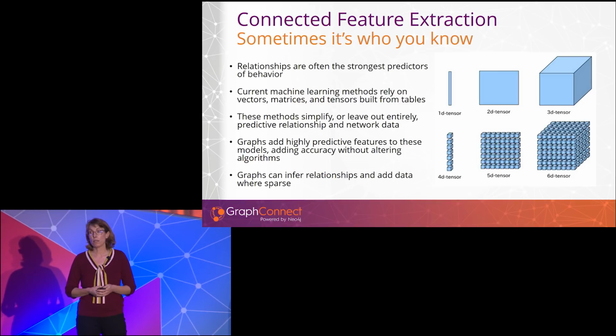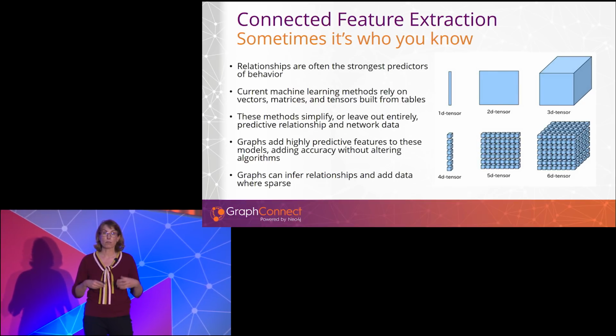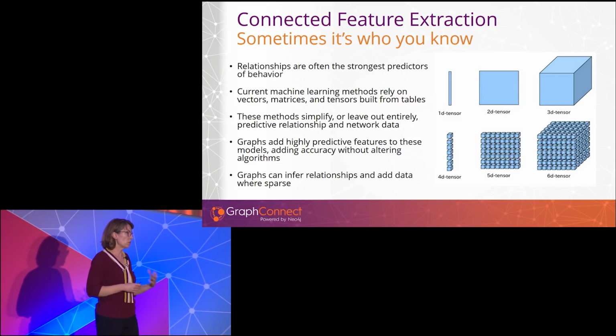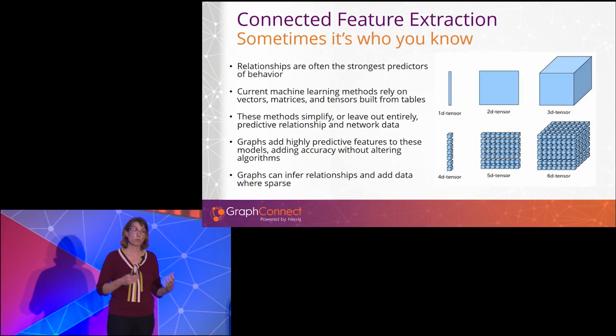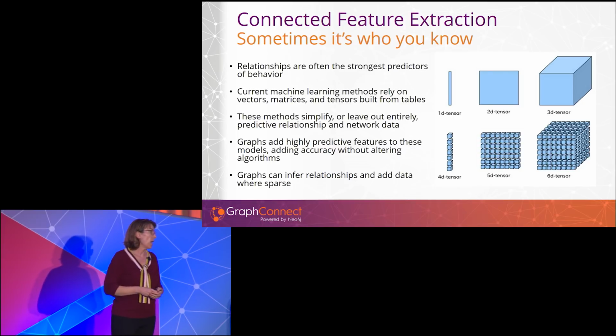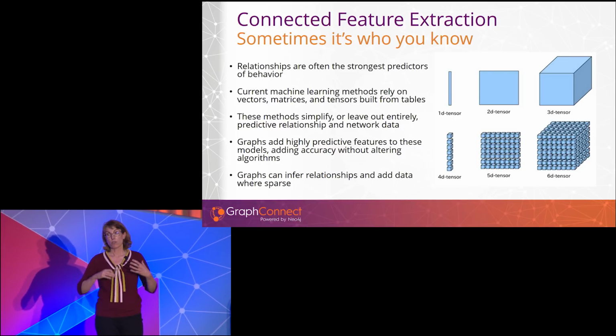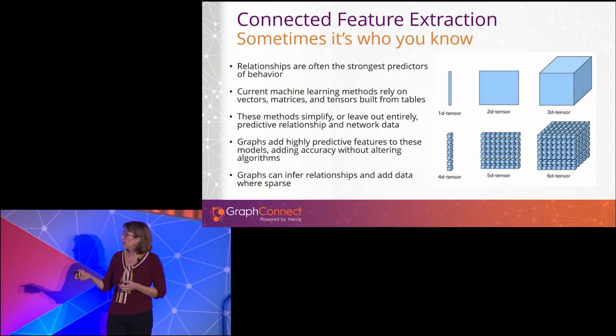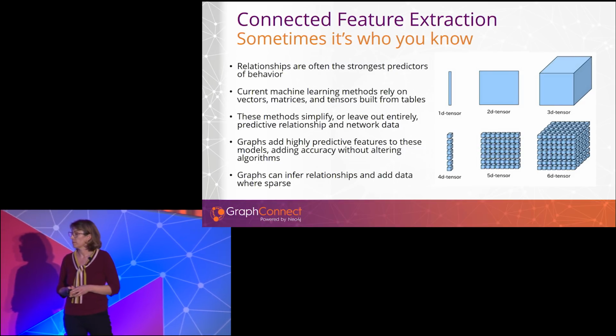Unfortunately, current machine learning methods use vectors, matrices, tensors that are pretty much built from tables. And I'm sure you've heard in other lectures the difficulties of tables displaying and holding up relationships with the multiple joins, especially as you try to add in more. And these methods pretty much try to abstract, simplify, and sometimes just completely leave out entirely these predictive relationships and network data.